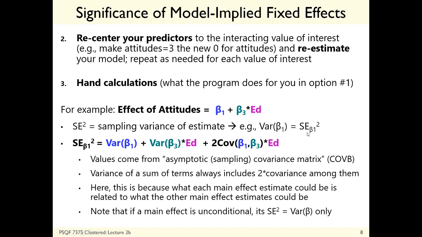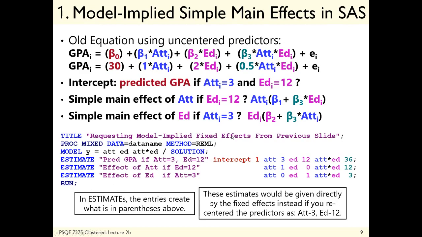Here's how the program's going to do it though. It works out that here is the formula for your new standard error. It starts with the sampling variance of beta 1, which is its standard error squared. We throw that in. We also need the standard error squared for the other main effect and the covariance between them. That's where the math comes from. You can get those things, if you wanted them, out of something called the asymptotic covariance matrix, or you can just ask the program to use these numbers to do the math for you.